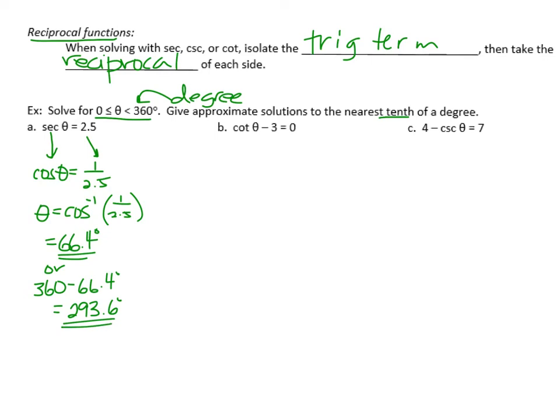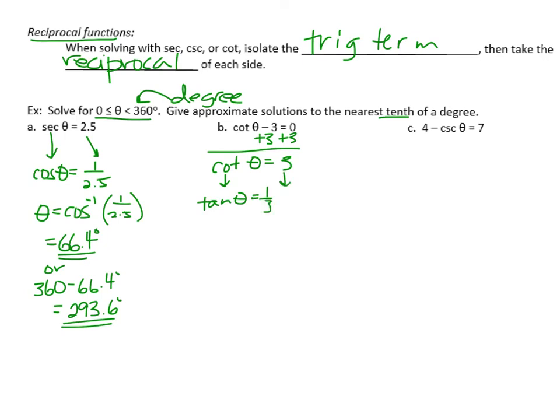Our next example, cotangent theta minus 3 equals 0. Well, if the minus 3 is on the left, move it over to the right by adding it. Like so. That isolates our cotangent term. Cotangent of theta equals 3. Now remember, take the reciprocal on the left. The reciprocal of cotangent is tangent. Take the reciprocal on the right. The reciprocal of 3 is 1/3.